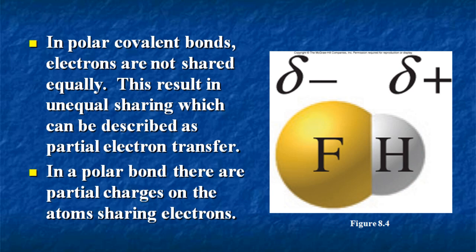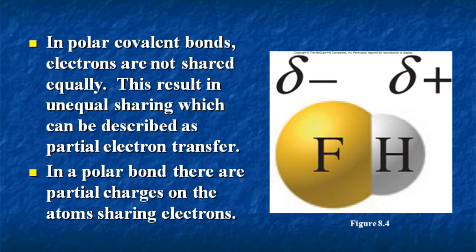So here is a picture of hydrogen fluoride, fluorine and hydrogen, both are non-metals. So there is a covalent bond, they are sharing a pair of electrons between them, but that sharing is not equal. Because the sharing is not equal, this results in partial charges on the elements. That partial charge is represented on the top as delta minus and delta positive. What do we mean by those delta minus and delta positive?